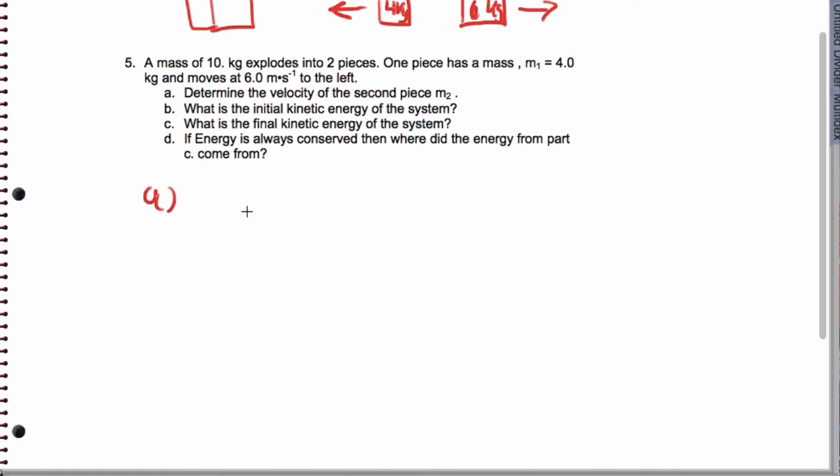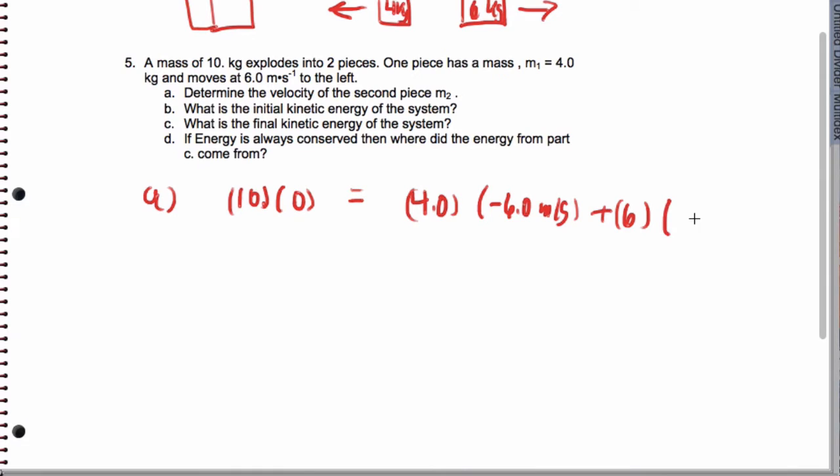momentum. So we're going to have 10 kilograms moving at 0 meters per second, and then we'll have 4.0 kilograms moving at negative 6.0 meters per second, because remember, left is negative. And then we're going to have a 6 kilogram piece moving at its unknown V final. So when we actually simplify this, we're going to end up getting that V2 equals 4.0 meters per second.